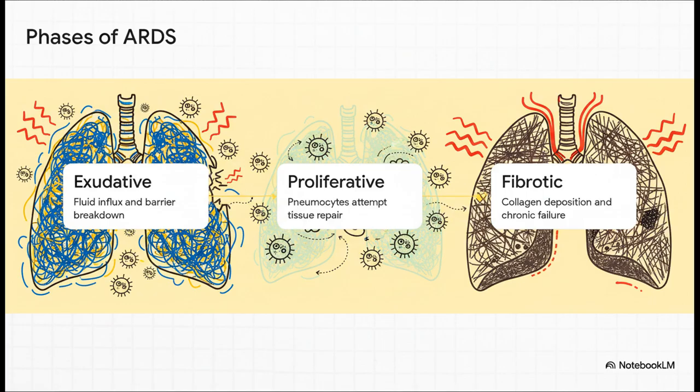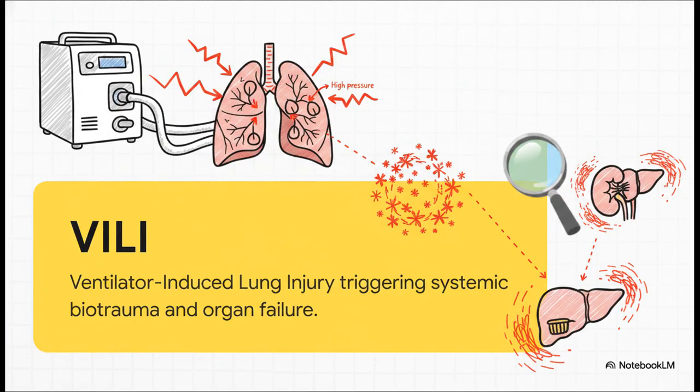But if it doesn't, we cross into step 3, the fibrotic phase. Extensive collagen gets deposited, the lungs become incredibly stiff, like scar tissue, leading to permanent pulmonary hypertension and really severe chronic failure. Now, here is the really tragic irony of ARDS. The mechanical ventilation that is literally keeping the patient alive, it can actually make the biology worse. This is known as VILI, or ventilator-induced lung injury.